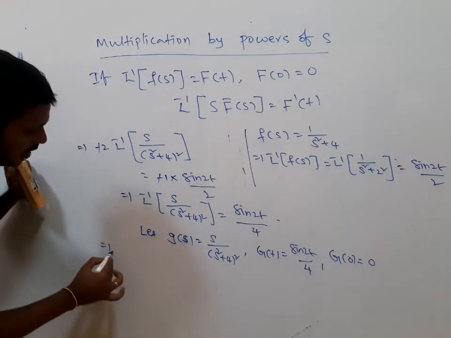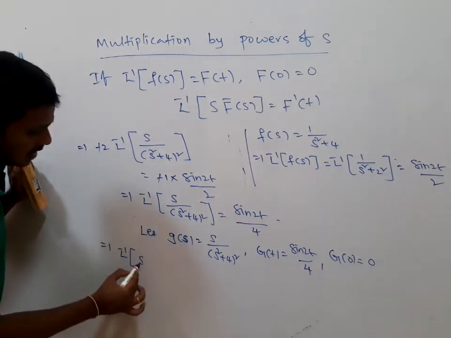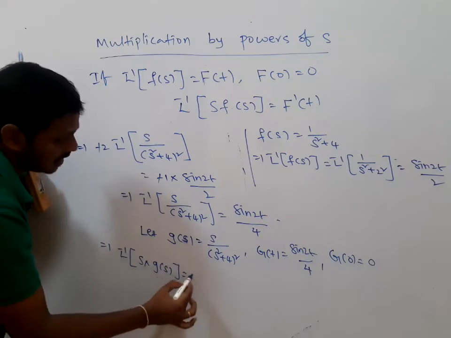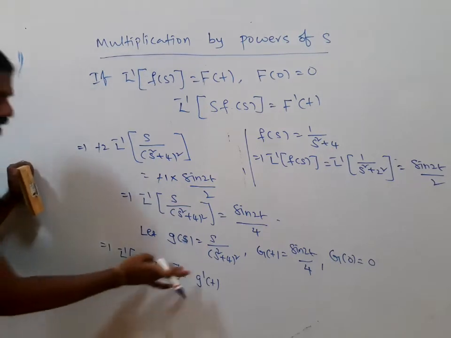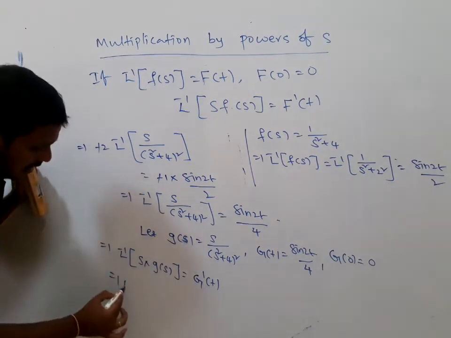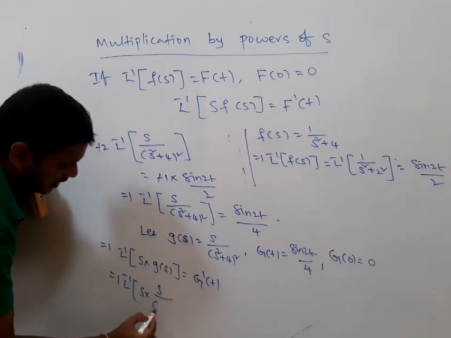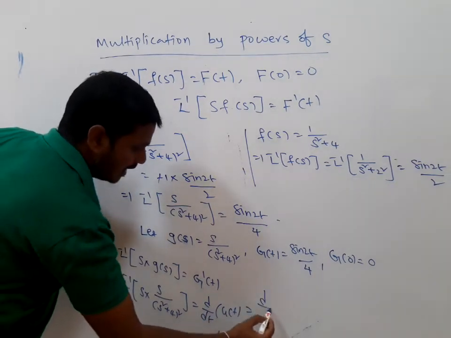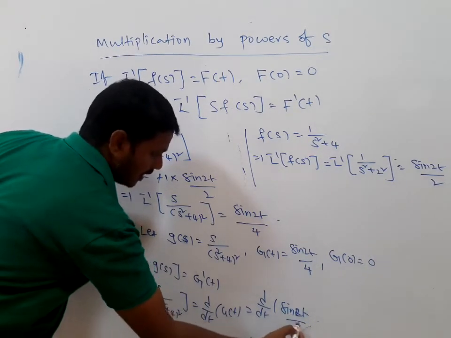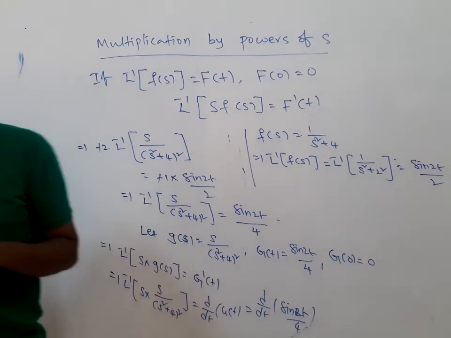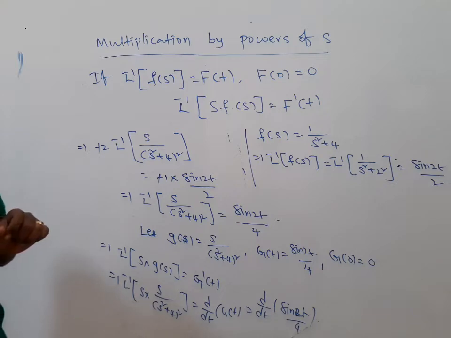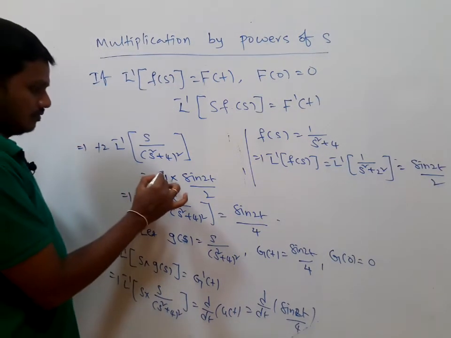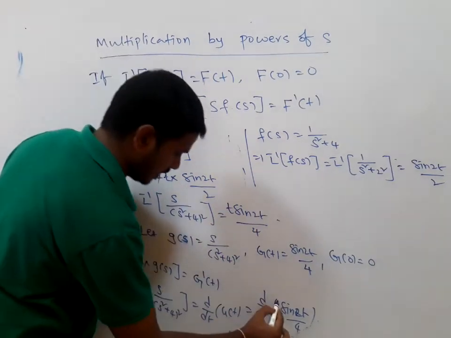Applying this, L inverse of s into g of s is equal to capital G dash of t. That implies L inverse of s divided by (s square plus 4) whole square is equal to the derivative d by dt of g of t. In the previous step we have the t here, so g of t is t sin 2t by 4.